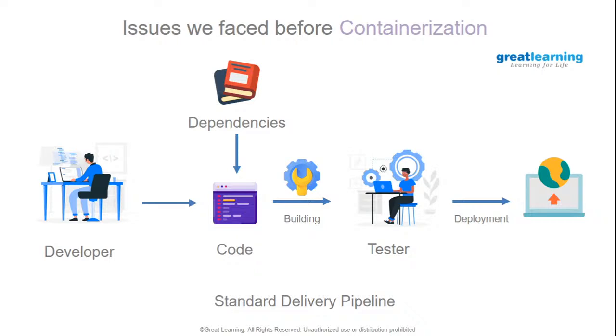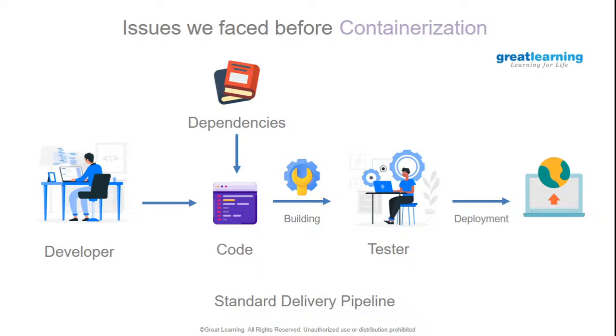The whole cycle repeats, where the developer writes the code again or rectifies any mistake that the tester has notified him of, and the tester gets the code again. And this time, if he thinks it's right, he sends it ahead for deployment. So it goes for deployment. Now this is a standard delivery pipeline.